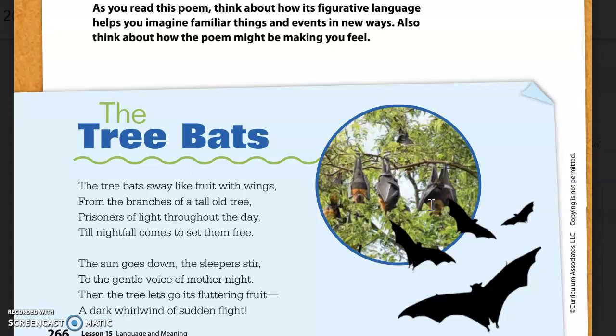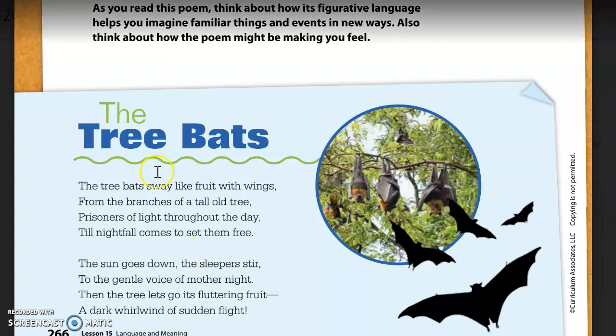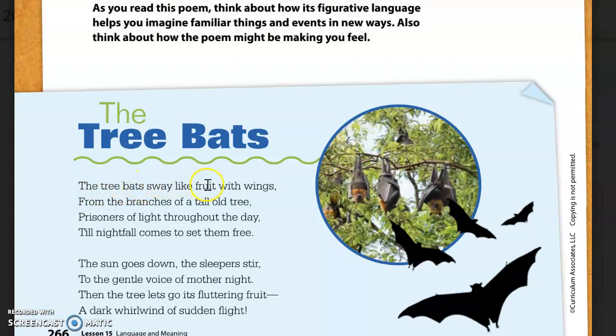It says, as you read this poem, think about how that figurative language helps you imagine familiar things and events in new ways. Also, think about how the poem might make you feel. All right, so the poem is called The Three Bats. It says, the three bats sway like fruit with wings, from the branches of a tall old tree, prisoners of light throughout the day, till nightfall comes to set them free. The sun goes down, the sleepers stir, to a gentle voice of Mother Light. Then the tree lets go its fluttering fruit, a dark whirlwind of sudden flight.